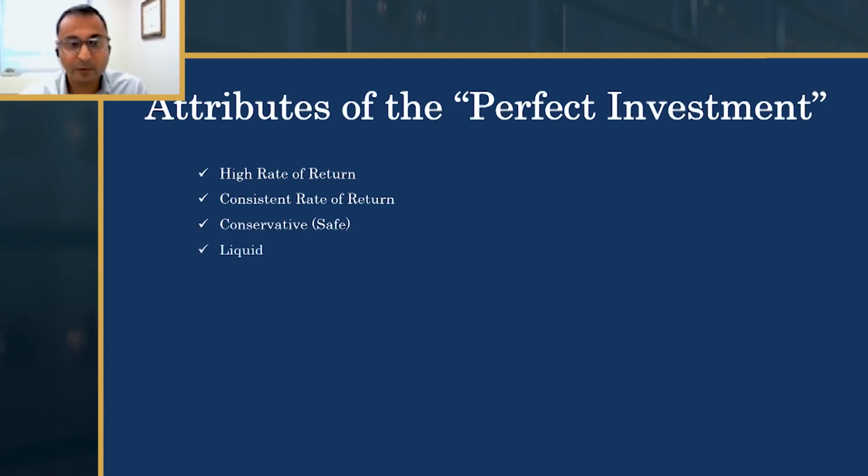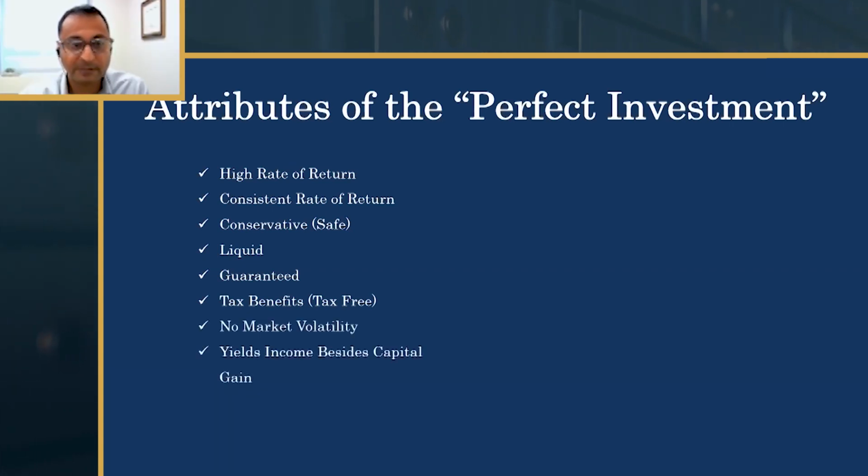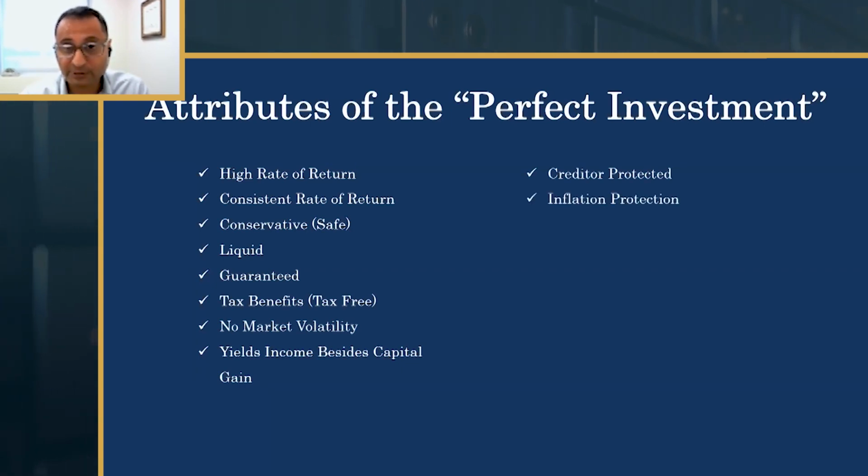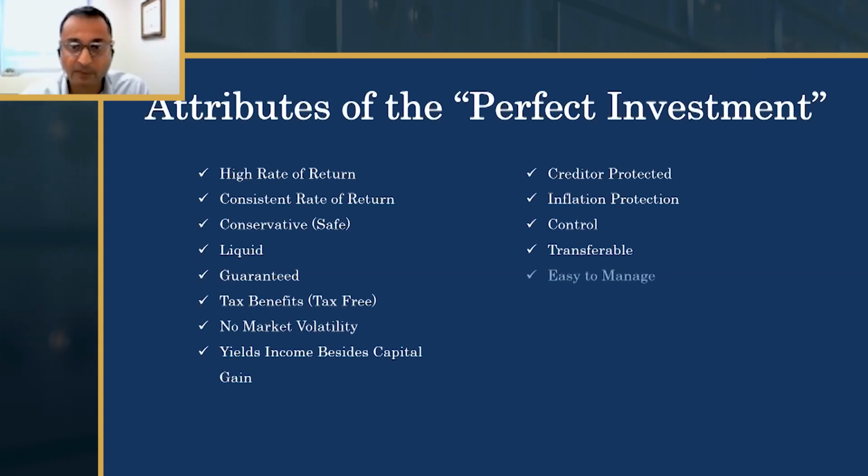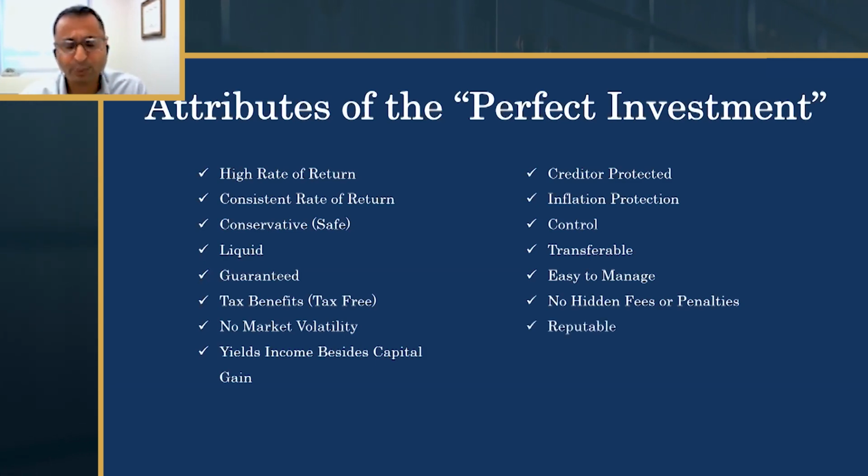What about safe, liquid, compound, yes. Tax benefit, tax-free, no market reaction, yields income besides capital gain, creditor protection, inflation protection. We are in an inflationary environment right now, so getting some protection against inflation will be important. Control. What about transferable to next generation, to someone else in the family that they can benefit from? Easy to manage. No hidden fees, penalties, or management expense ratios. What about reputable? Private. Keeping things private today, I think it's becoming more and more important.